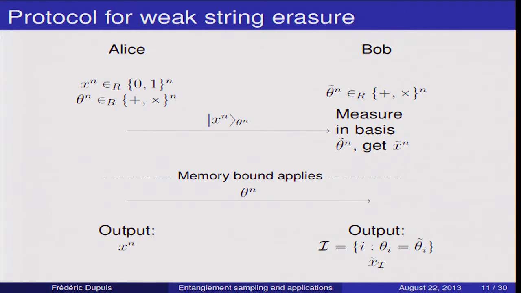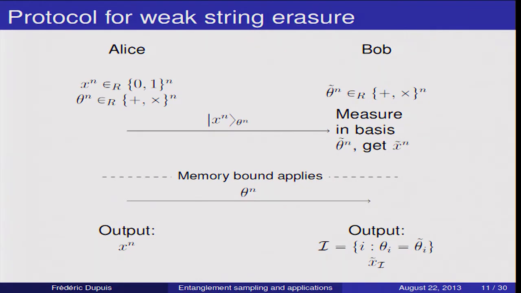And what she'll do is she'll encode the string x into this string of bases. So if the first x is 0, and the first basis choice is, let's say, diagonal, then she'll encode 0 in this diagonal basis, and so on for all of them. And she'll send this over to Bob.